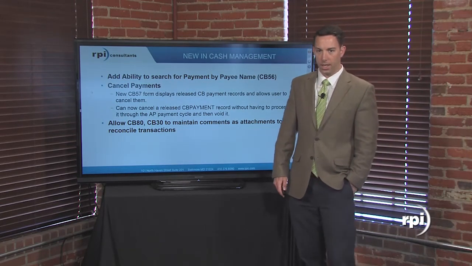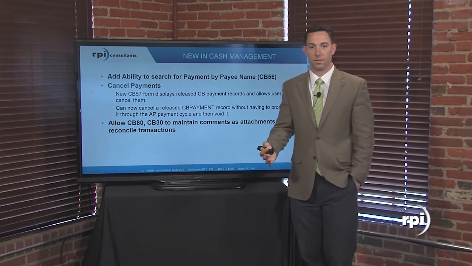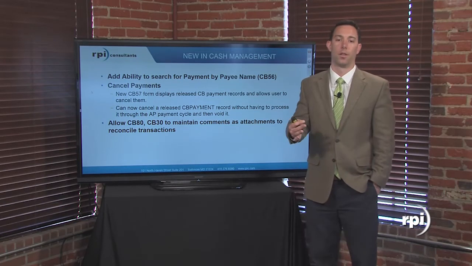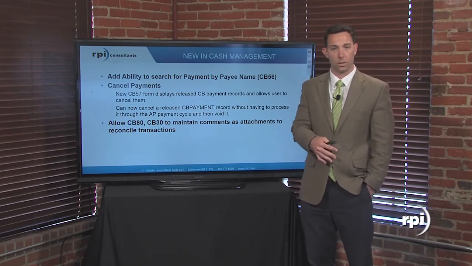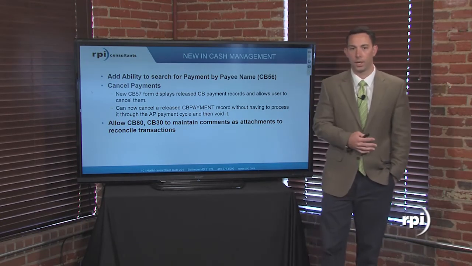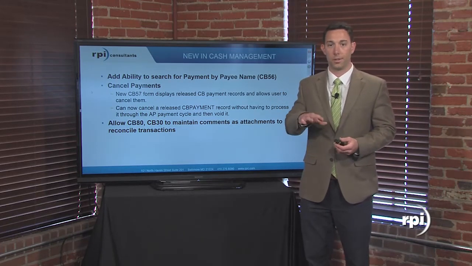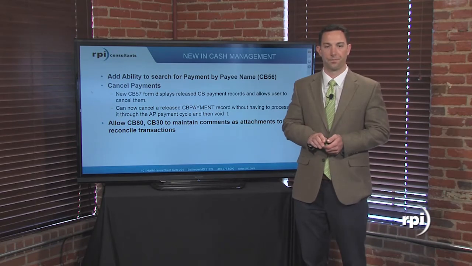All right, cash management. Just a couple things here. If you are using CB55 to create or initiate cash payments, there's now a new form, the CB57, which will allow you to cancel those. So this is a brand new form, and before you weren't able to cancel any CB55 payments in the cash ledger system. You had to do that in AP. So now you can do all that in CB.